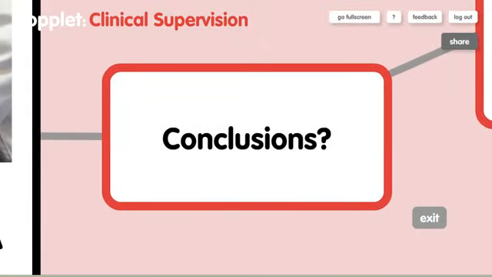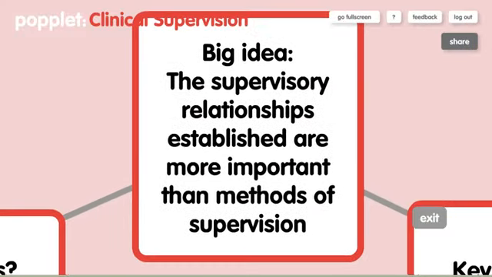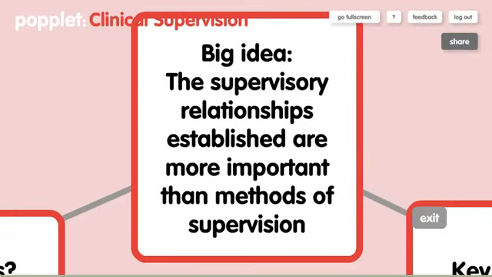So, what were the conclusions of this fairly extensive literature review? Well, the big idea is that the supervisory relationships established are more important than the methods of supervision. In other words, the actual human connections you make are almost more important than any sort of theory or model that you may follow.